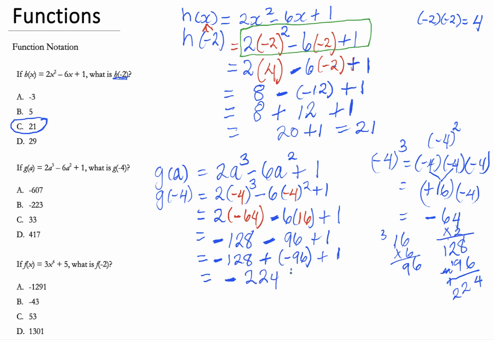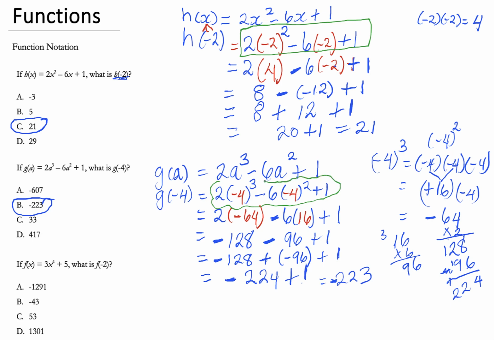224. And now we have to add 1. When the signs are different, we subtract. So that will be 223 and keep the sign of the larger number. So our answer is negative 223. Again, if you're going to use the calculator, this is all that we're going to enter in the calculator.